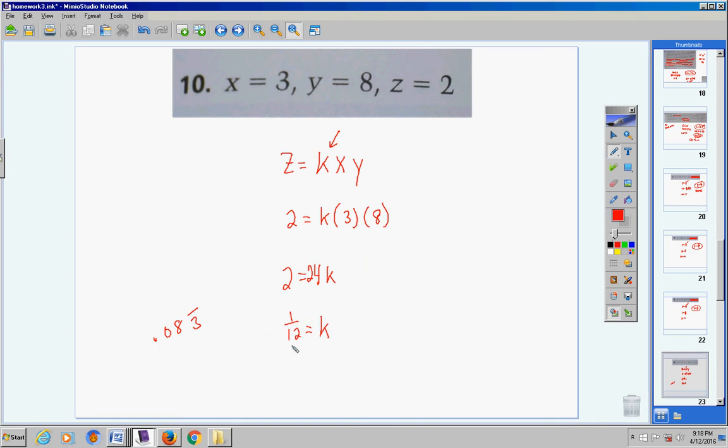So I pick up 1/12, I put it in for k right here. Z equals 1/12 xy. Now I don't have an answer in front of me. Let me look at the answer key here and see what they have. And that's exactly what they have. Moving on to number 11.